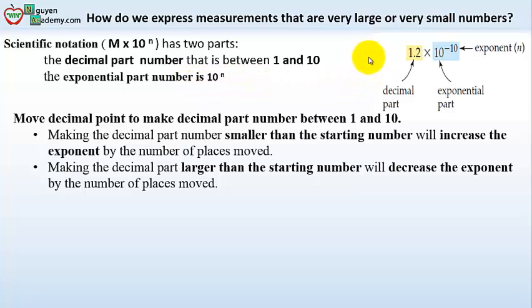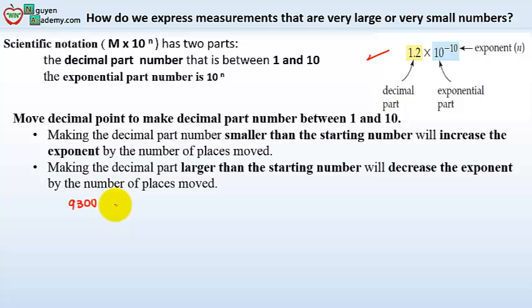And here is an example of a scientific notation where you have the decimal part between 1 and 10 and the exponential part with the exponent of negative 10. So how would we make this decimal part between 1 and 10? There are two ways. Making the decimal part number smaller than the starting number will increase the exponent by the number of places moved. So that's what we're going to do first, okay?